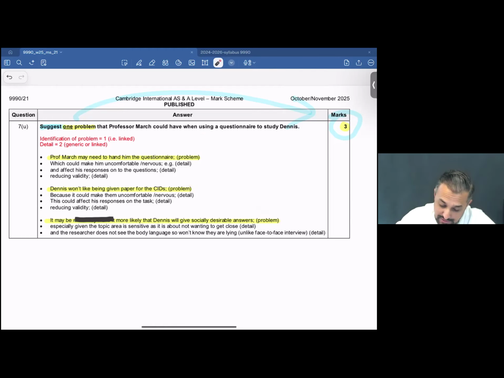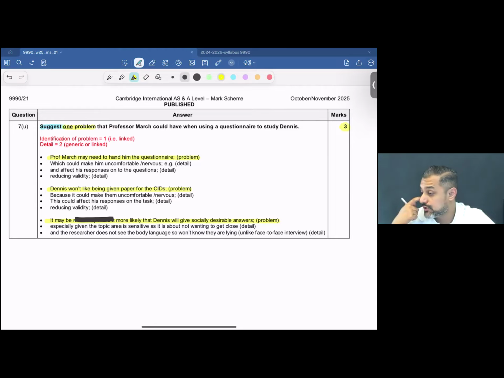Like I said, I'd like to reiterate, do not forget having a quick look at the total number of marks that have been allocated to that question. Now, Professor March may need to hand him the questionnaire. Let's provide some detail, which could make Dennis uncomfortable or nervous and affect his responses on the question, reducing its validity. This is where you're writing down how this problem is impacting the research that Professor March is conducting.